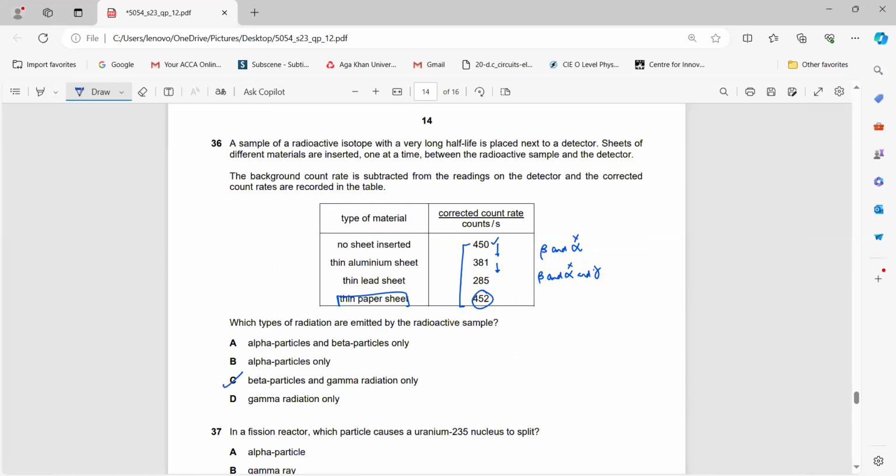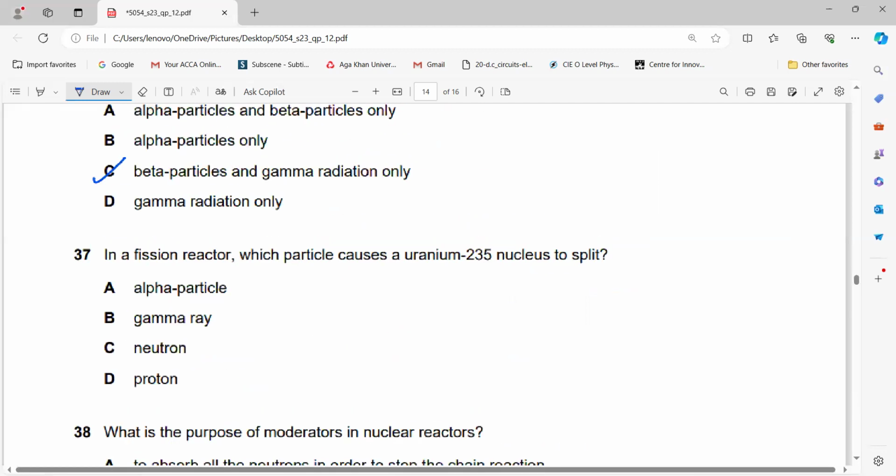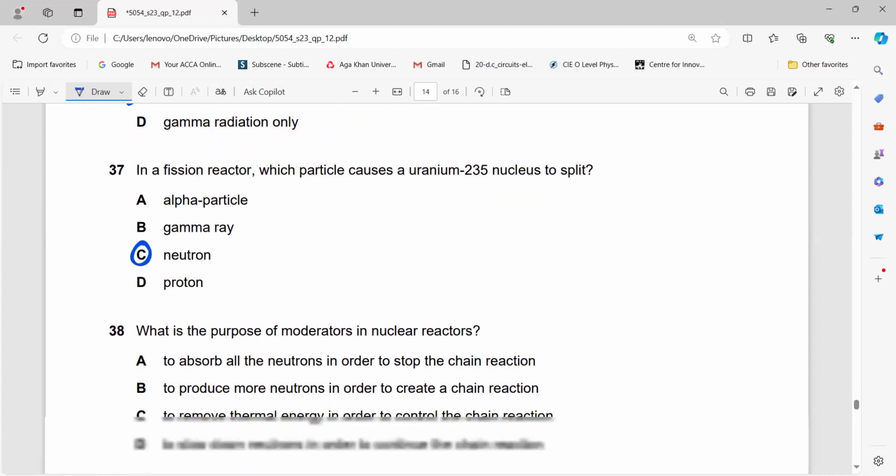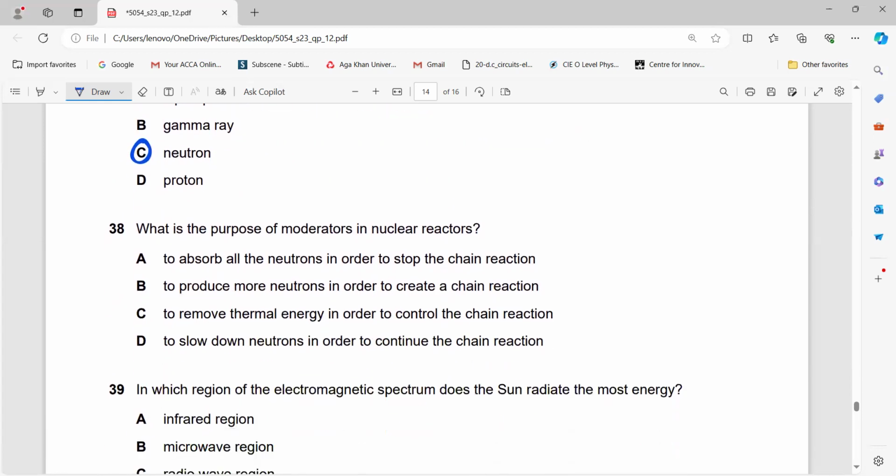Okay. Next is, in a fission reactor, which particle causes a uranium-235 nucleus to split? A neutron is made to collide with the heavy nucleus of uranium to break it down to krypton, barium, and three neutrons. A lot of heat energy is released. So a fast-moving neutron is made to collide with a heavy nucleus of uranium. 37C. What is the purpose of moderators in nuclear reactors?